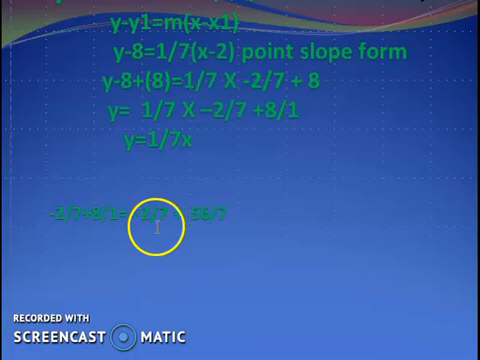So we're adding negative 2/7 plus 56 over 7, so negative 2 plus 56. You're subtracting 56 minus 2, so your answer will be 54, and your denominator would be 7. 54 over 7 is positive because 56 over 7 is bigger than negative 2 over 7, so we copy the sign of the bigger number. 54 over 7. So this is your final answer.